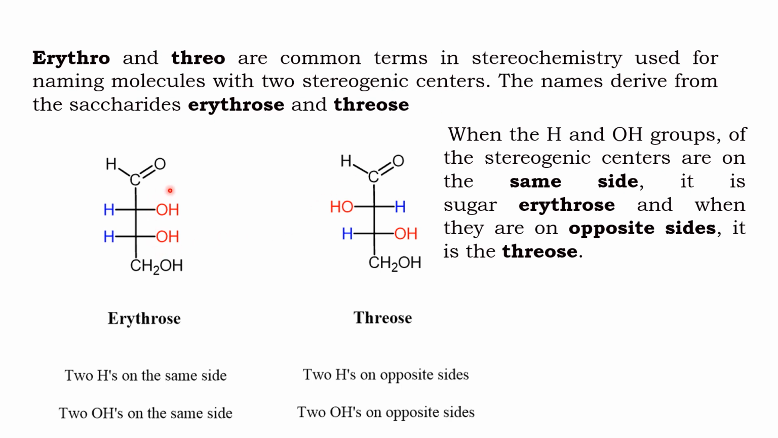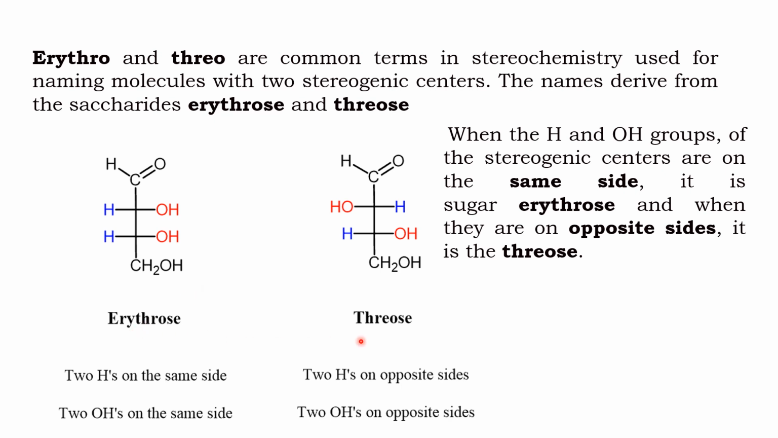If the OH groups of the two asymmetric carbon atoms are placed on the same side, that means left side or right side, it is called erythro. Listen carefully. If the OH groups of the asymmetric carbon atoms are placed on the same side, it is called erythro. If the OH groups are on the opposite side, it is called threo.